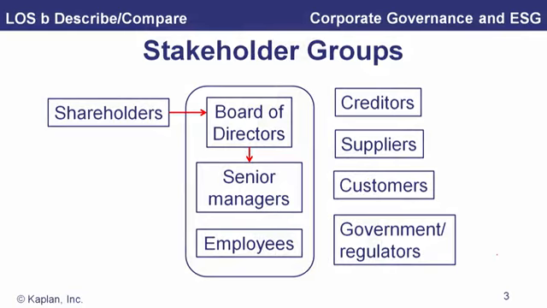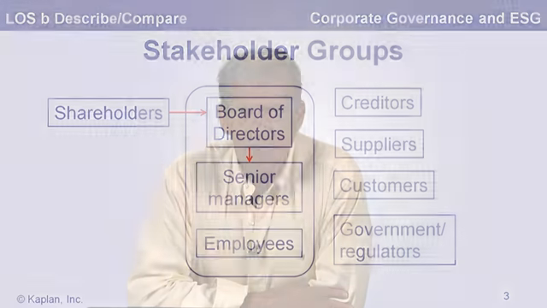And stakeholder groups, you can see some examples here, but it could be even broader than this. We've got the board of directors. They have their own set of interests, and senior managers as well. The employees have an interest in how the company's governed, and we could add to that creditors, suppliers, customers, government regulators, unions, really anything that's affected by the decisions of the corporate management and the board of directors.